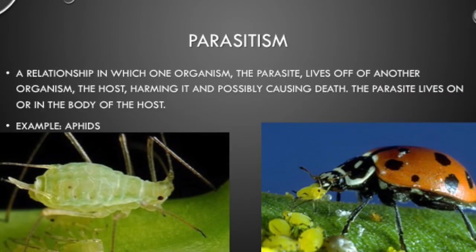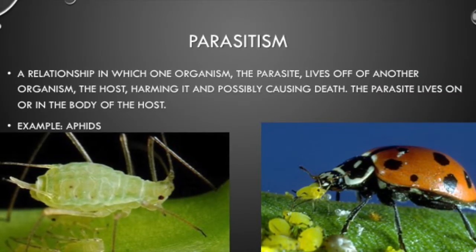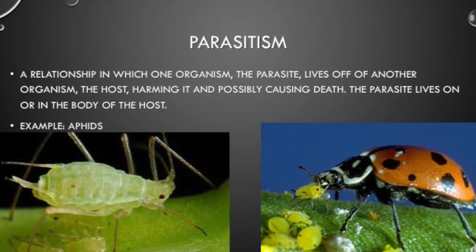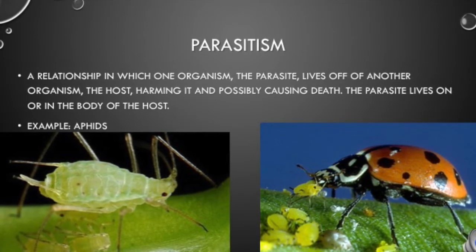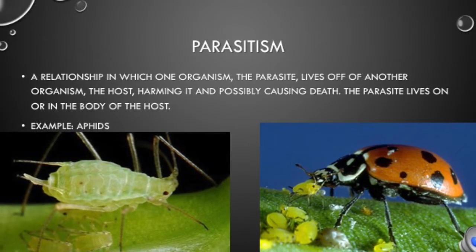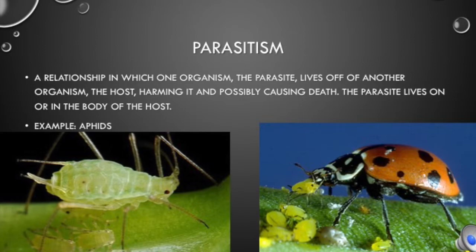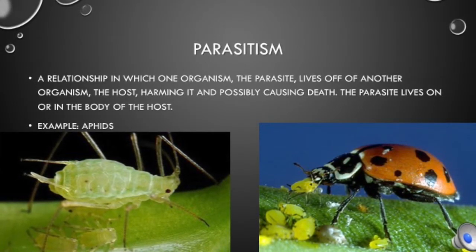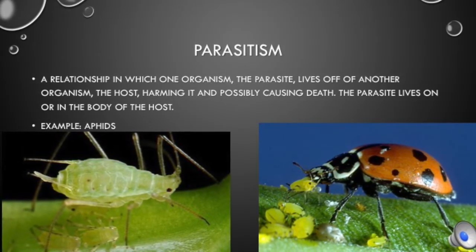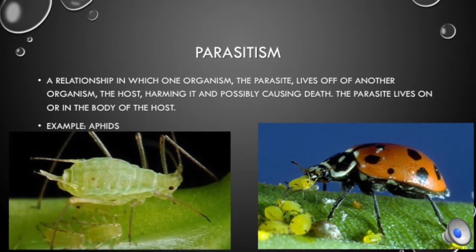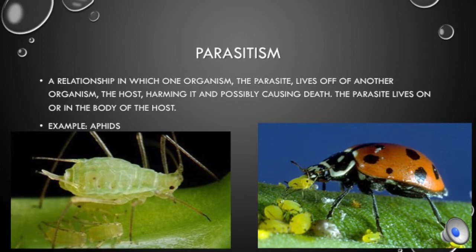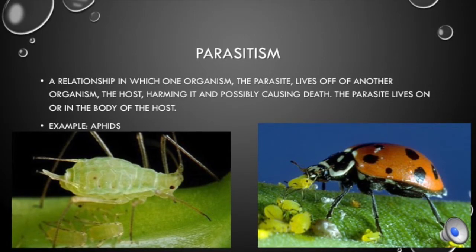And the third subtype of symbiotic relationships is called parasitism. That is a relationship in which one organism, the parasite, will live off of another organism, the host, harming it and possibly causing death. The parasite will generally live in or on the host. A good example of this are aphids, and aphids are sap-sucking parasites that live in plants, which generally can cause great harm to the plant.